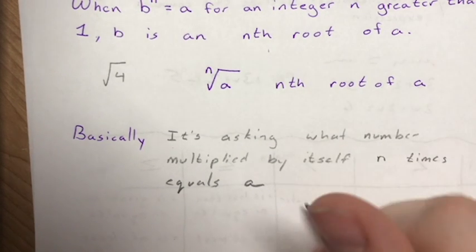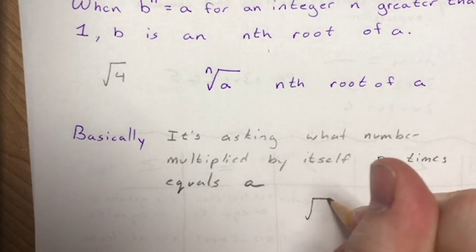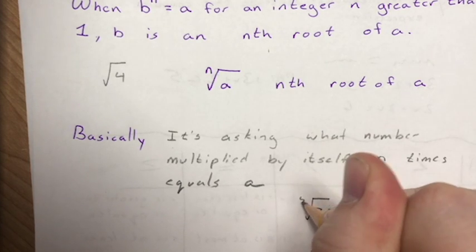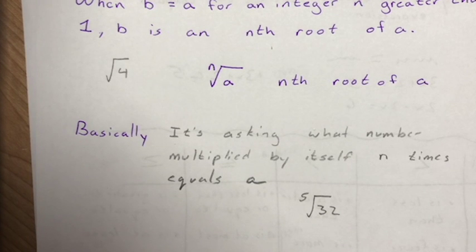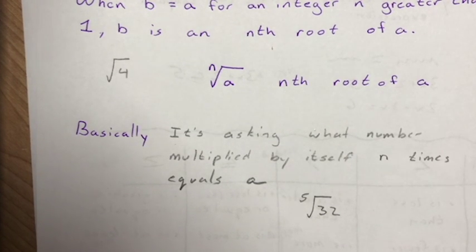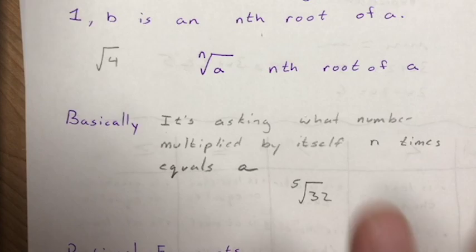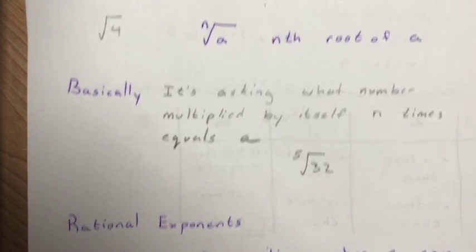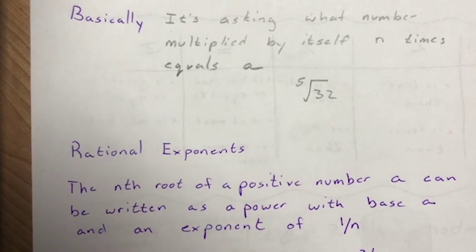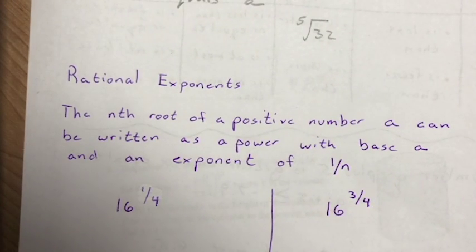Case in point, just to show it to you, if I give you this, I am asking for the fifth root of 32. What number when multiplied by itself 5 times will give me 32? That's kind of what's happening. The next little rule to keep in mind is this: the nth root of a positive number a can be written as a power with base a and an exponent of 1 over n.